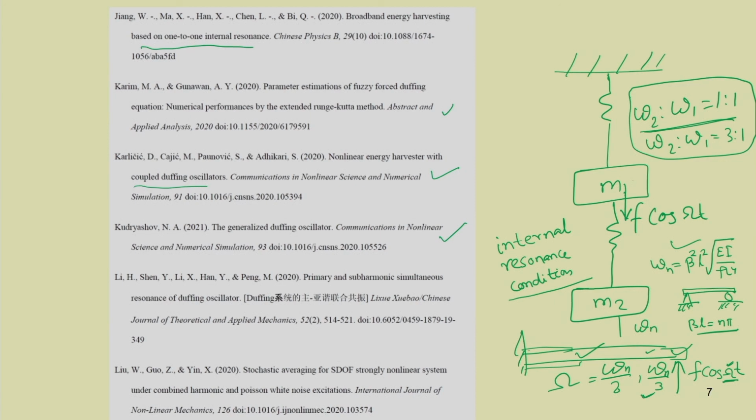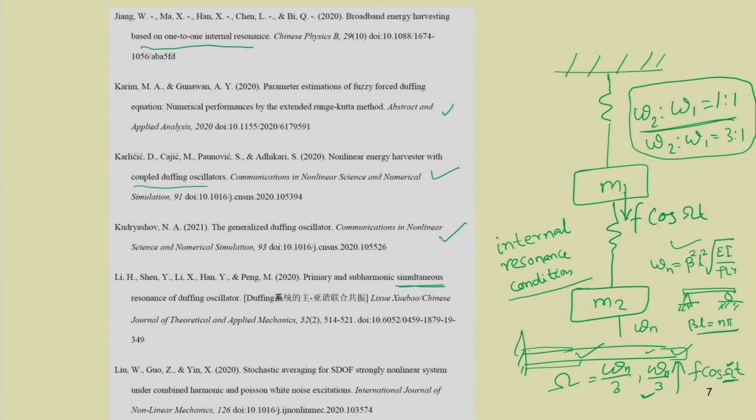Particularly in the case of these nonlinear systems, we will be interested in studying all these resonance conditions. Sometimes two or more resonance conditions can occur simultaneously, which is why you can see the simultaneous resonance conditions written here. Both primary and subharmonic resonance conditions are occurring at the same time. That is why in this paper, these primary and subharmonic simultaneous resonance conditions have been discussed.